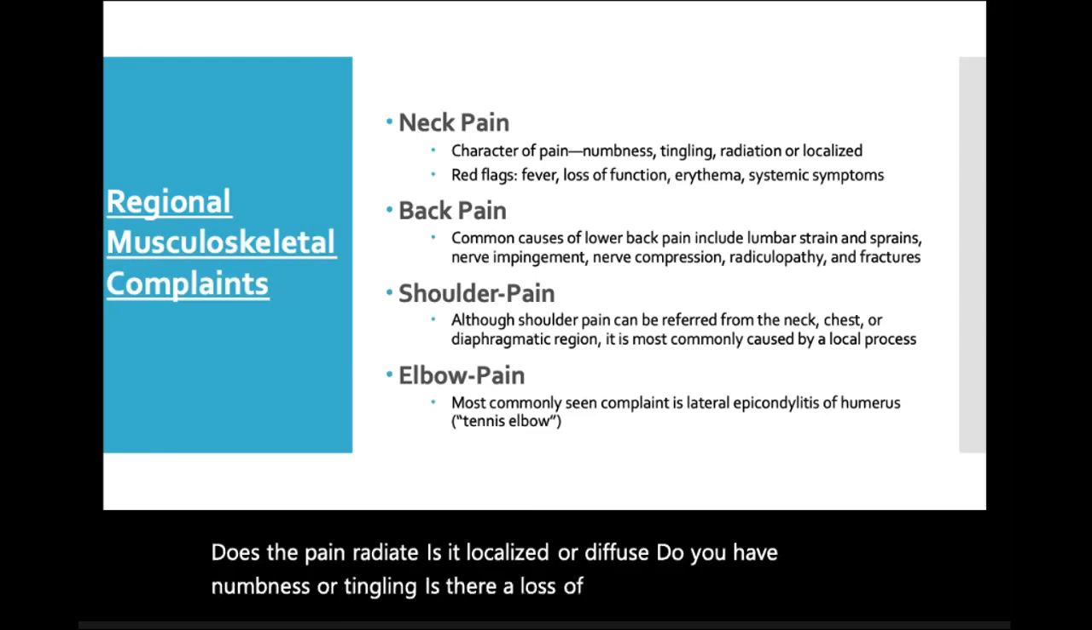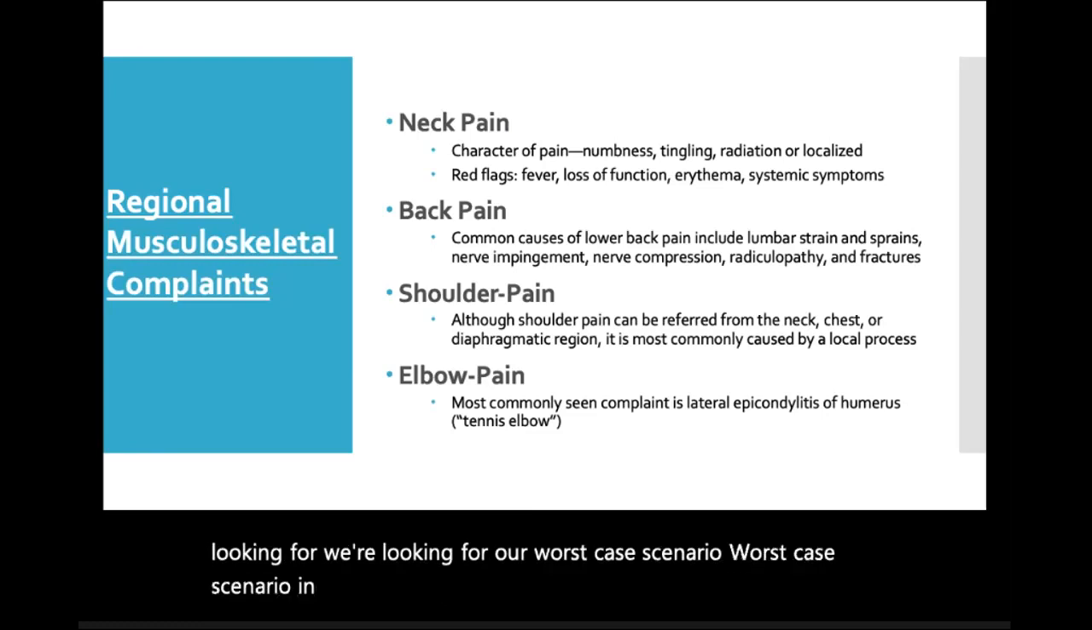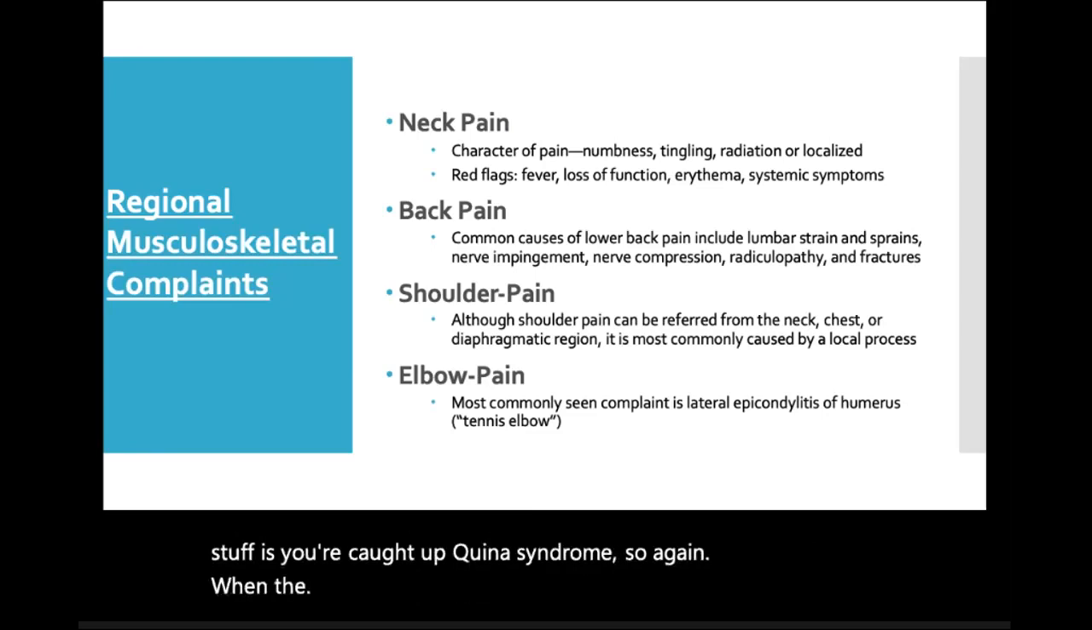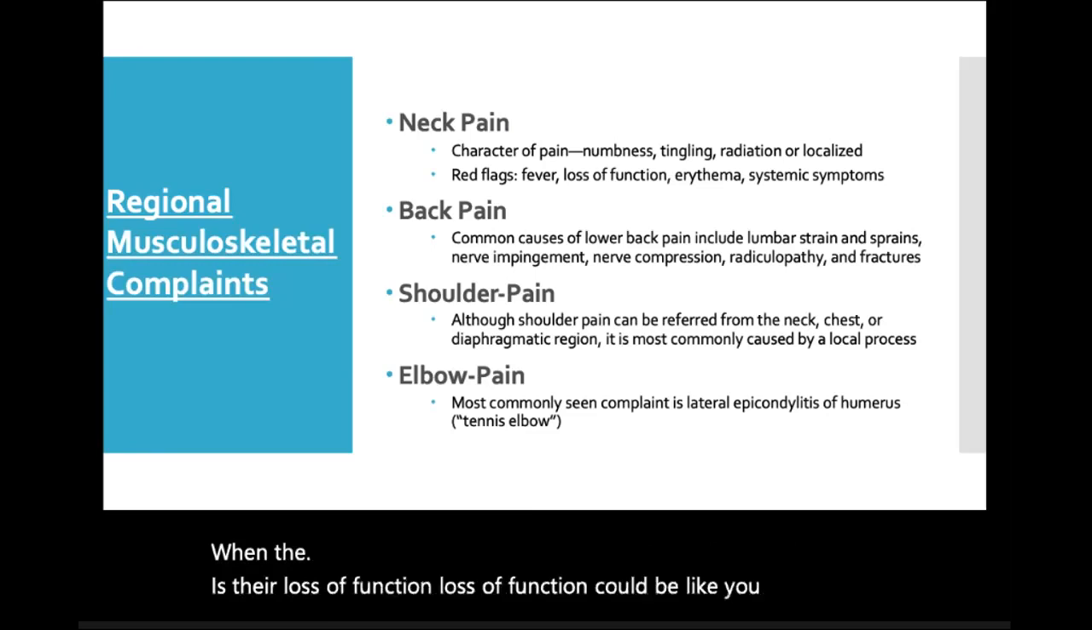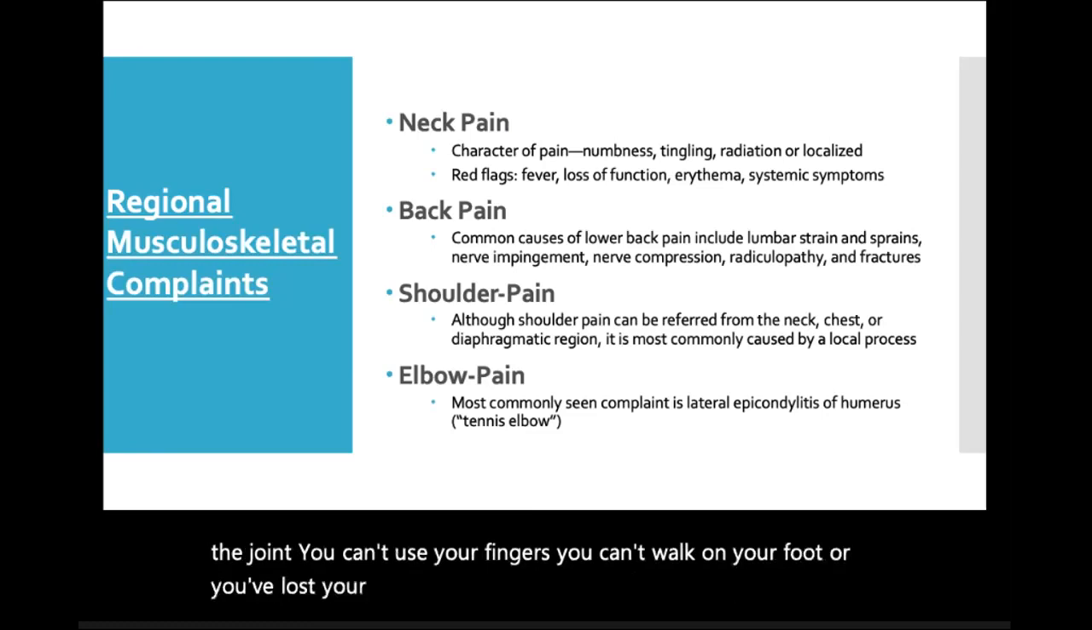Remember, we're looking for our worst case scenario. Worst case scenario especially when it comes to back stuff or nerve stuff, is your Cauda equina syndrome. So again, is there loss of function? Loss of function could be like you can't use the joint, you can't use your fingers, you can't walk on your foot, or you've lost your ability to control your bowel and bladder. That would be loss of function, okay?